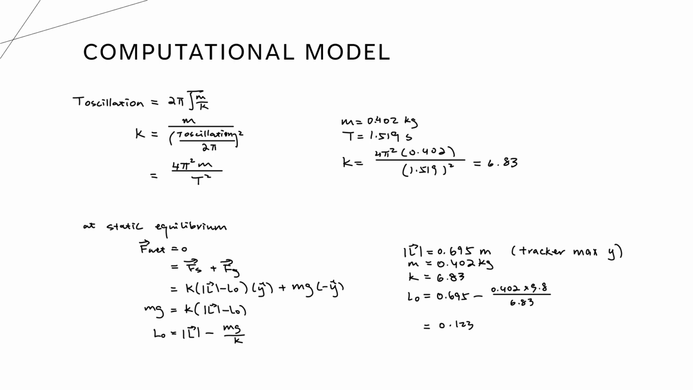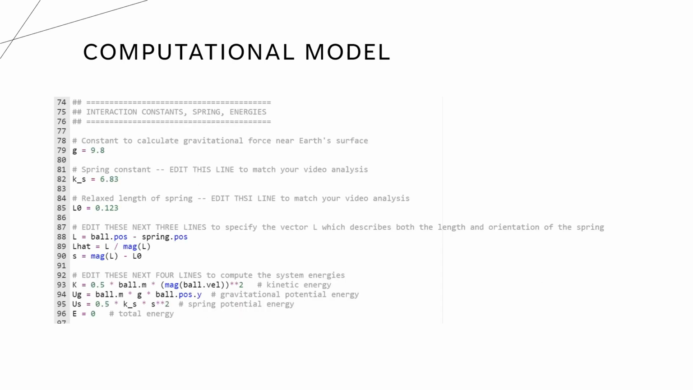Then to find the relaxed length of the spring, plug into the equation where the magnitude of spring force and gravitational force are equal, and I got 0.123 meters. And plugging in the numbers calculated on the last slides to here, then L is equal to the ball position minus the spring position, as this is specifically the magnitude of L minus the relaxed length of the spring. The bottom are the equations of the energy.